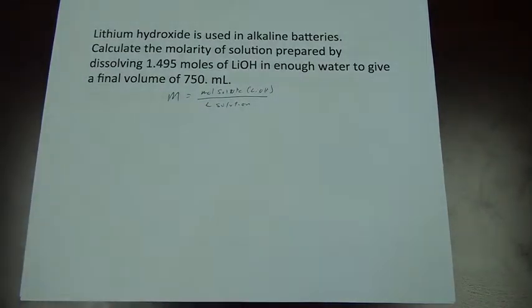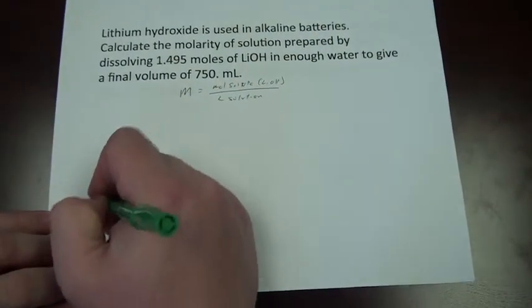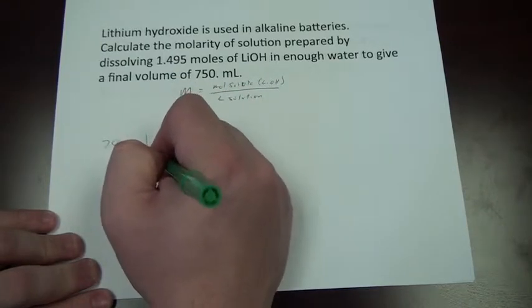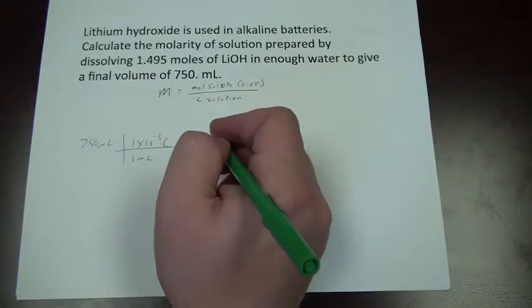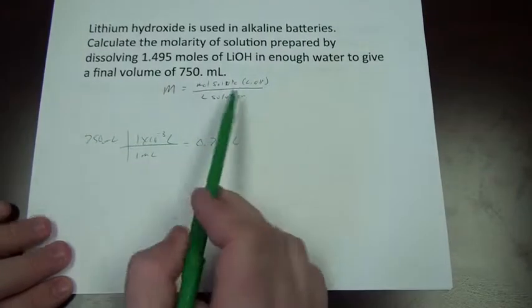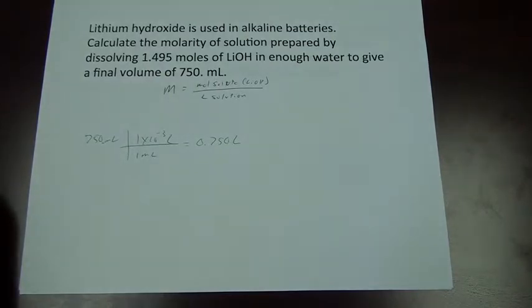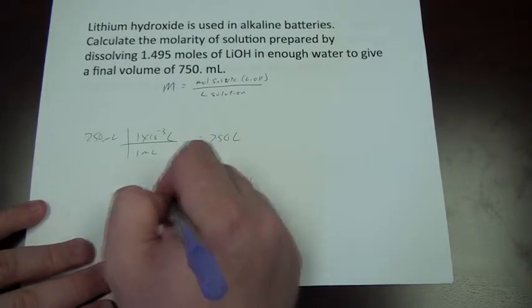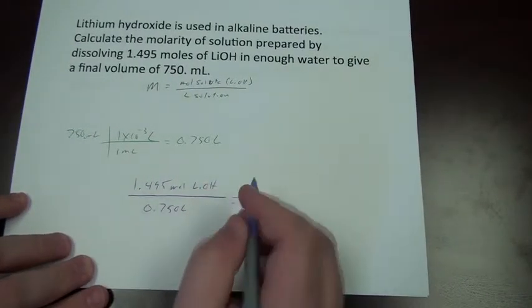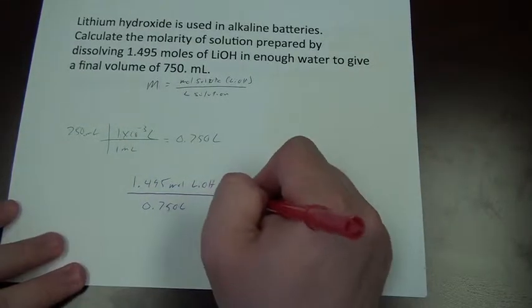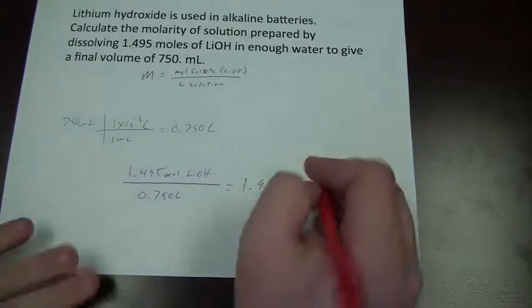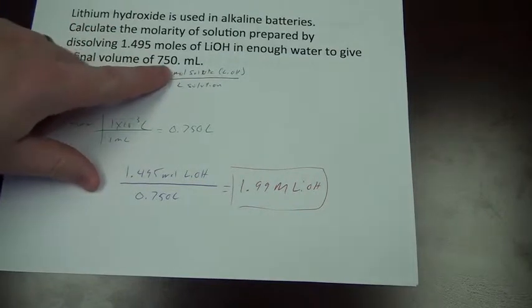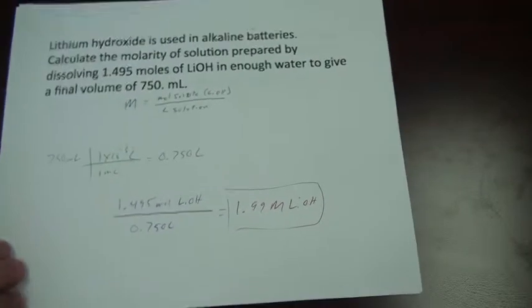So we are going to convert this volume from milliliters to liters. 750 milliliters. Convert that to liters. So 1 milliliter is 1 times 10 to the negative 3 liters, which is going to give us a volume of 0.750 liters. We want a concentration, a molarity, so we're going to take the number of moles we have, 1.495 moles of lithium hydroxide, divided by this volume in liters, to give us a concentration of 1.99 molar lithium hydroxide. Right? Again, we have 3 significant digits here because this has 3 significant digits, which means this has 3 significant digits as opposed to the 4 in that value.